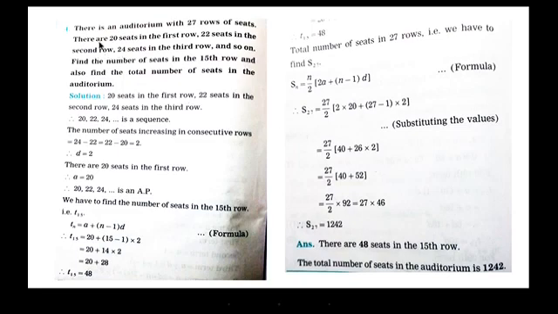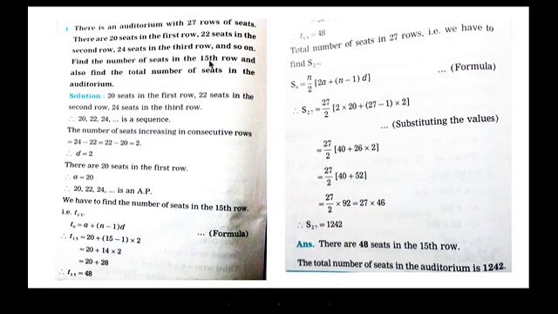Fourth one, there is an auditorium with 27 rows of seats. There are 20 seats in the first row, 22 seats in the second row, 24 seats in the third row, and so on. Find the number of seats in the 15th row and also find the total number of seats in the auditorium. Okay, so we have to find the number of seats in the 15th row.